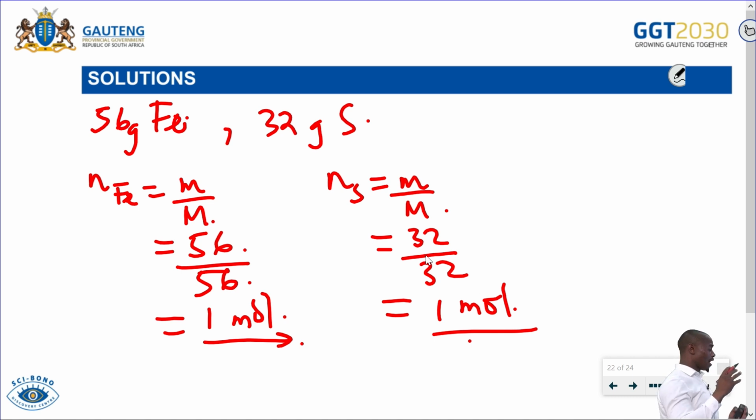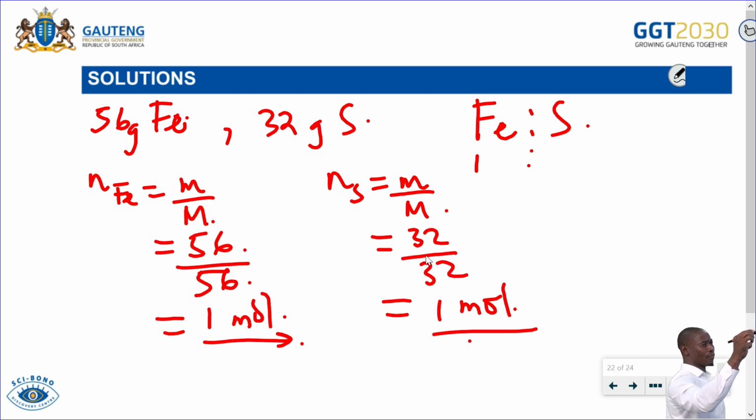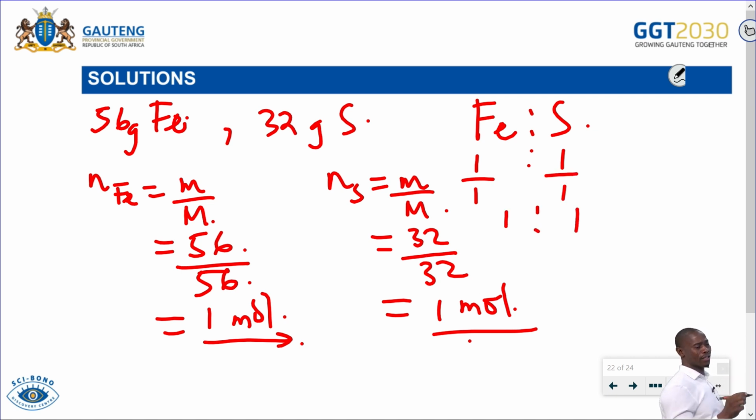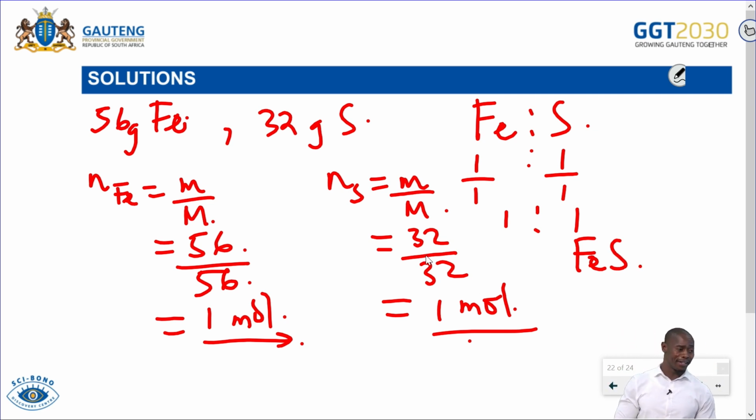Then after getting the number of moles, find the ratio of Fe to sulfur. The number of moles of Fe is 1, and the number of moles on this side is also 1. So the smallest number of moles is 1, and the ratio here will be 1 is to 1. If the ratio is 1 is to 1, then the empirical formula will be FeS, which is iron(II) sulfide. So this is how you can determine the empirical formula and the molecular formula.